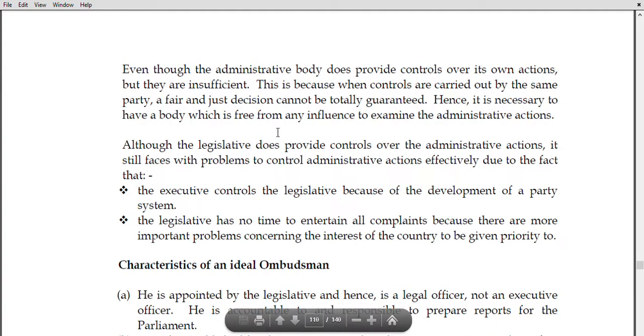Although the legislature provides control over the administrative actions, it is still faced with problems controlling administrative actions effectively, because the executive controls the legislature due to the development of party systems, and the legislature has no time to entertain all complaints because there are more important problems concerning the interest of the country to be given priority. Parliament has no time to entertain all the complaints made by the citizens.